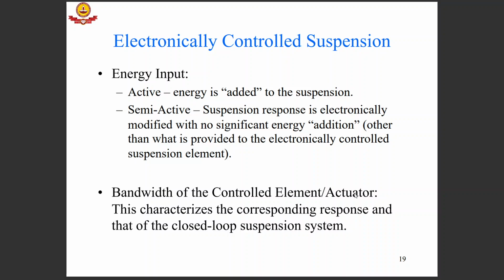The electronically controlled suspension has an energy input. In case of active suspension, energy is added to the suspension, and in semi-active suspension, its response is electronically modified with no significant addition of energy. Now looking at the bandwidth of the control element or the actuator, this characterizes the corresponding response of a closed loop suspension system. So here we are considering that it is an active system.